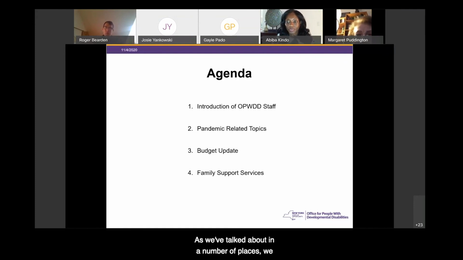So as we've talked about in a number of places, we currently operate under flexibilities afforded to us by the so-called Appendix K, which has emergency flexibilities for services, as well as community habilitation and the residential, the ComHab-R. The current Appendix K expires March 31, 2021. There's a federal policy that says an Appendix K can last 1 year and only 1 year.